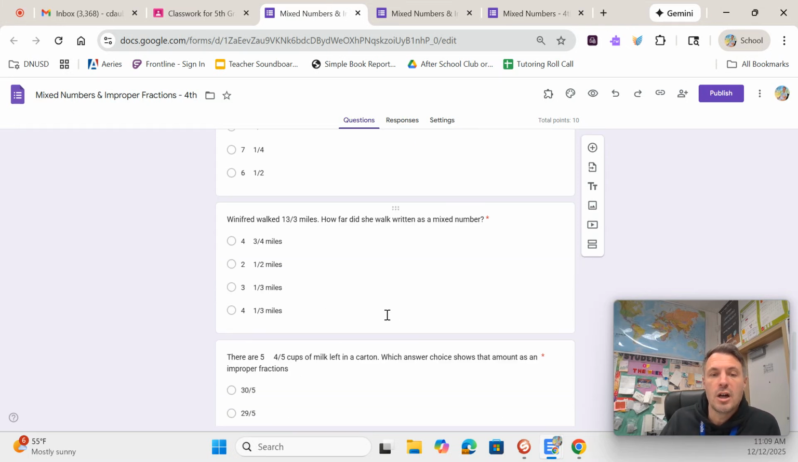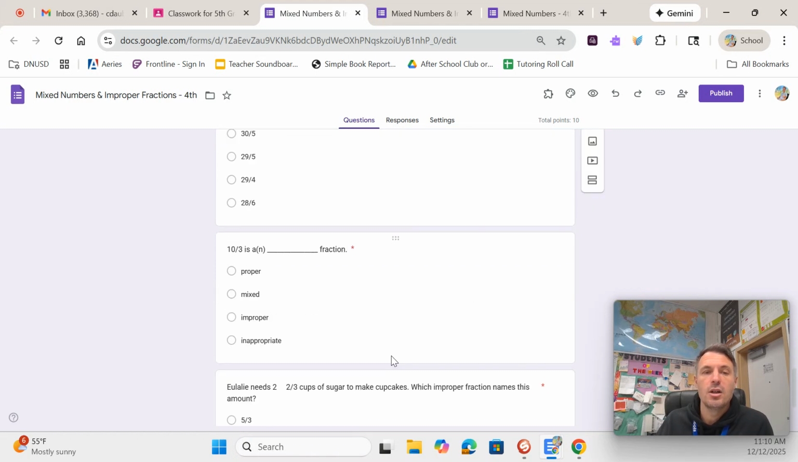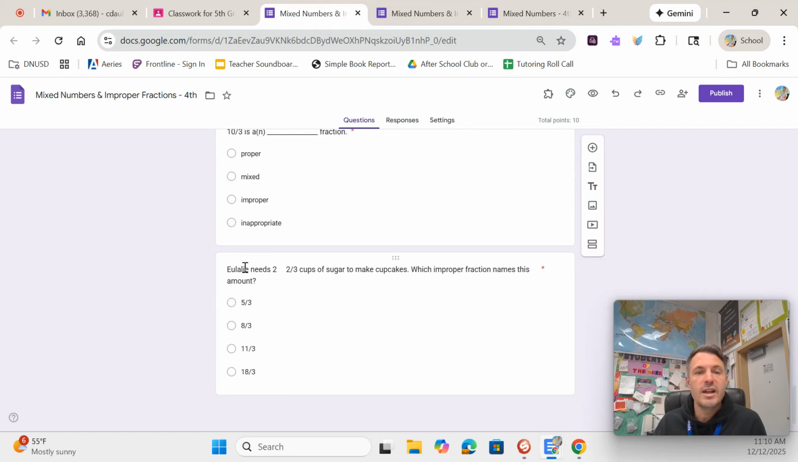Then there's a few word problems which you have to read carefully. This one says, Winifred walked 13/3 miles. How far did she walk, written as a mixed number? And then there are 5 4/5 cups of milk left in a carton. Which answer choice shows that amount as an improper fraction? 10/3 is a blank fraction. Is it proper, mixed, improper, or inappropriate? Eulalie needs 2 2/3 cups of sugar to make cupcakes. Which improper fraction names this amount? So which of these shows 2 2/3 as an improper fraction?